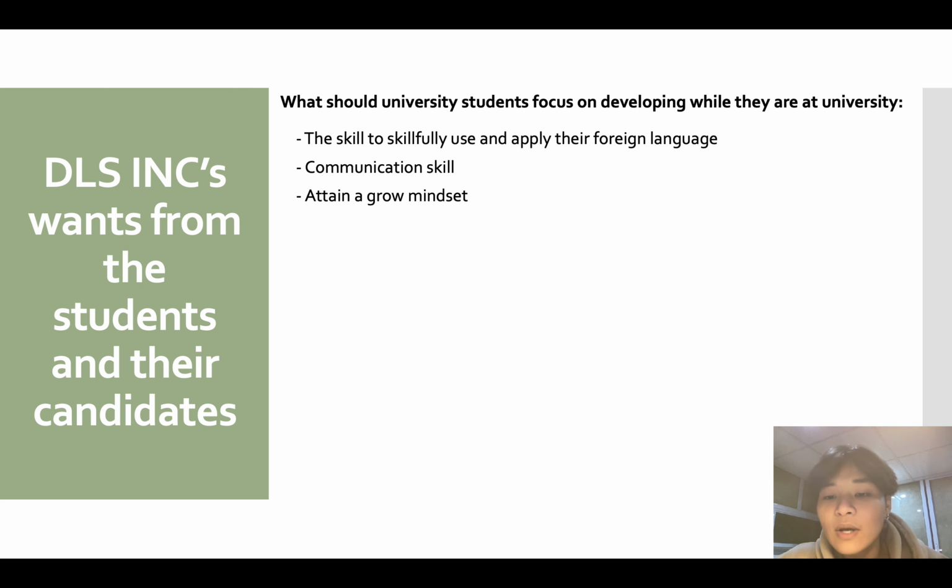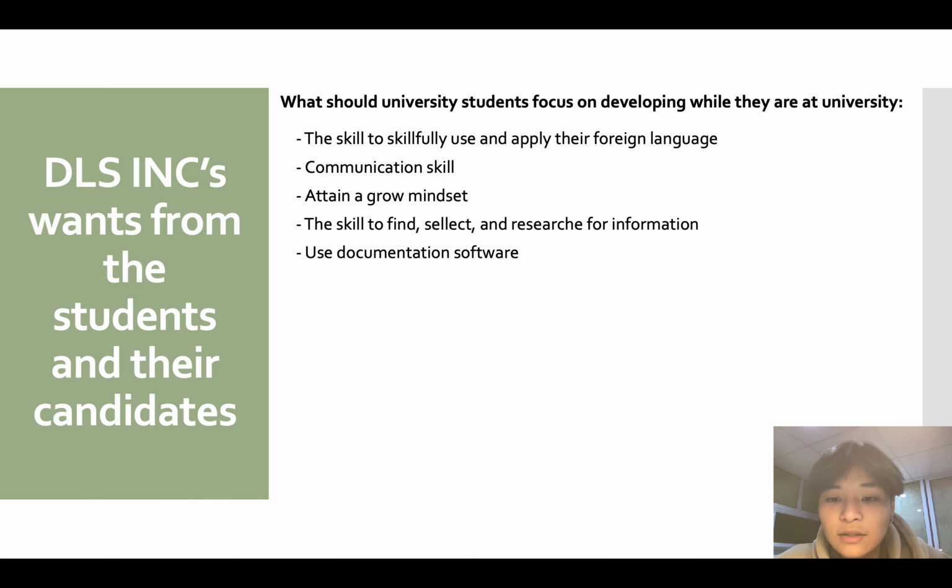So the student will have to always ask questions and find the answer. And they will also have to learn continuously, and they have to be open for new ideas and perceptions. Next is the skill to find, select, and research for information. This will help students to learn by themselves with little or no help from others. They have to also learn to use basic documentation software such as Word, Excel, or PowerPoint. And for the main subjects that they are studying, they should also learn from many other sources, not only from the textbooks and the school.